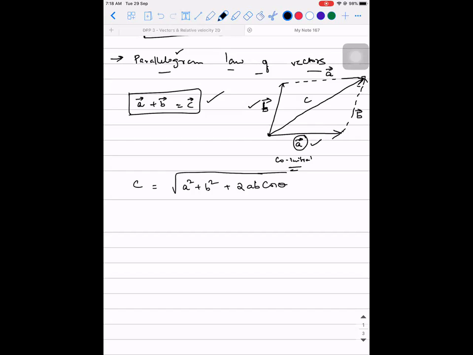What is theta here? Angle between the two vectors. Right. So it is exactly the angle made between these two vectors. Okay. Sometimes what they will do is, see, these are all the points that are important for you to understand the concept of relative velocity in 2-dimension also.